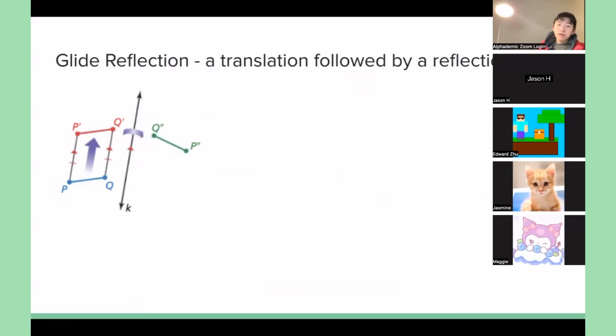And then what we have here is a glide reflection, which is a translation followed by a reflection. Again, remember, a translation is when you move a shape by a vector. So for this one, it would first be moved up and then reflected across this line, K. This isn't as important to know. I think what's more important for you guys to know is what a translation is and what a reflection is.